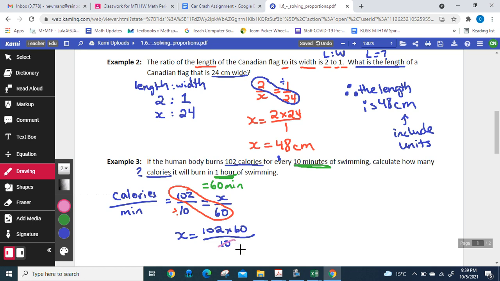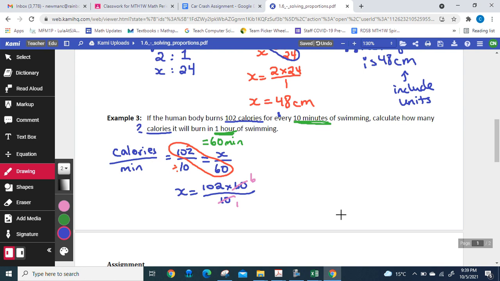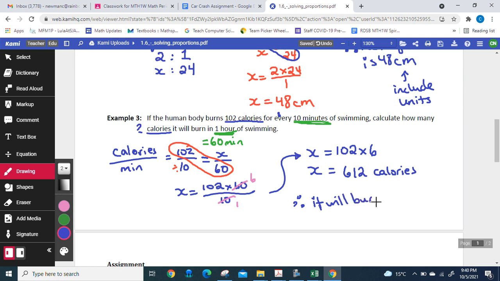Well, I can see right here that 10 goes into itself once and 10 goes into 60 6 times, so that makes life a little bit nicer. Numbers a little bit easier. Oh, I'm out of space. So you should get x is equal to 102 times 6. So that is equal to 612 calories. And again, word problem. So therefore, it will burn 612 calories. You can make this even more detailed: in 1 hour of swimming. Because that's what we just found out.